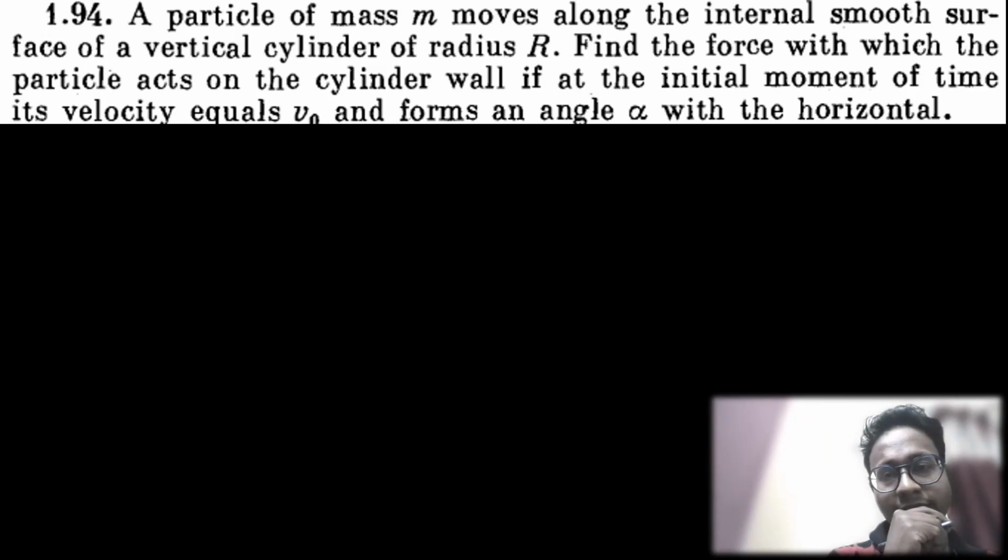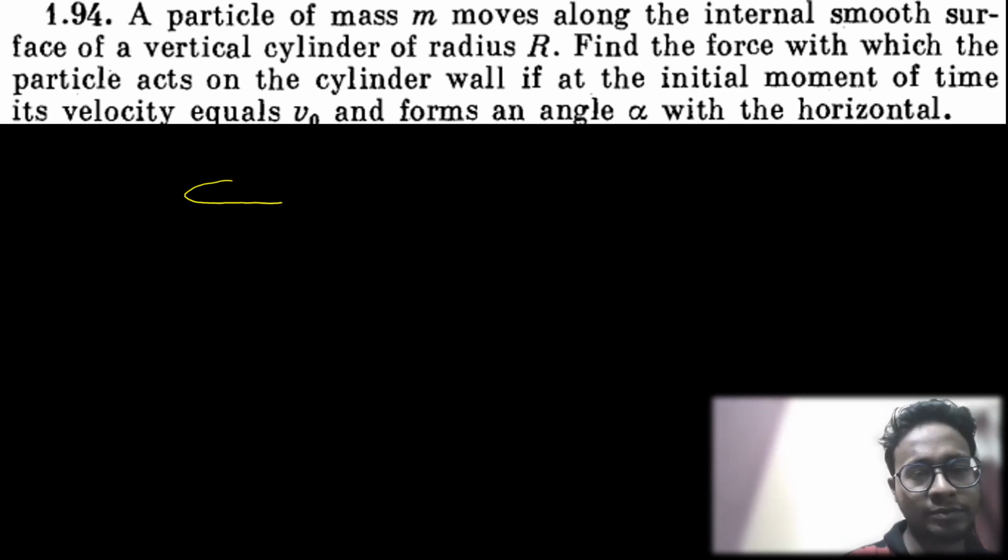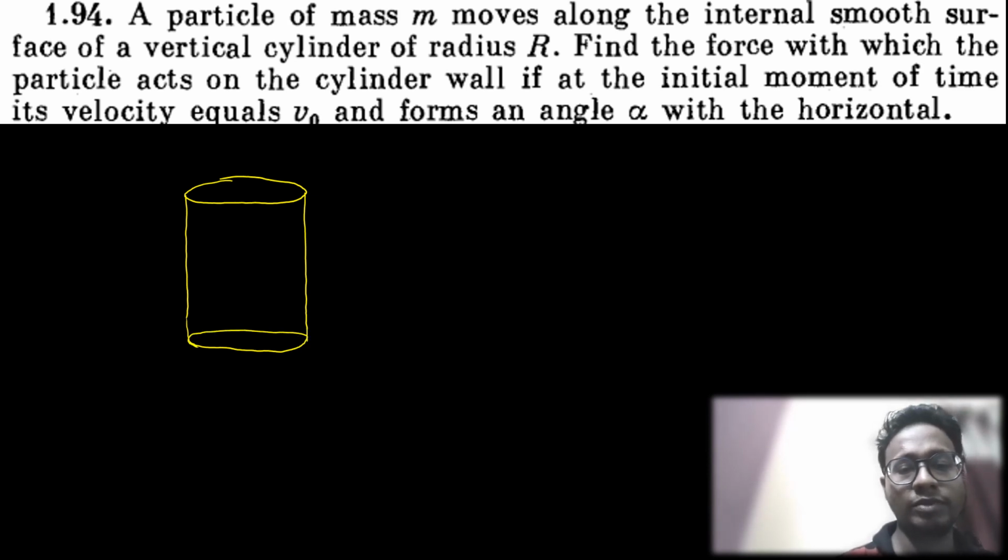On this slide, we'll discuss a relatively simple question. Look at this. In this question, what is being said is that there is a cylindrical surface. The cylinder is hollow inside, which means a particle can move inside along the walls of the cylinder. Now a particle on the wall of the cylinder is moving with velocity v naught, making an angle alpha with the horizontal. The cylinder has a radius r.